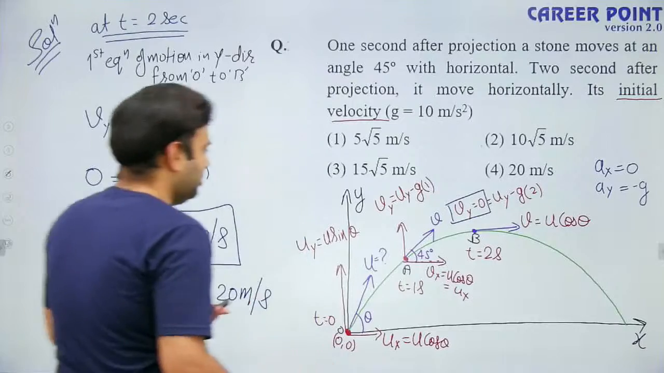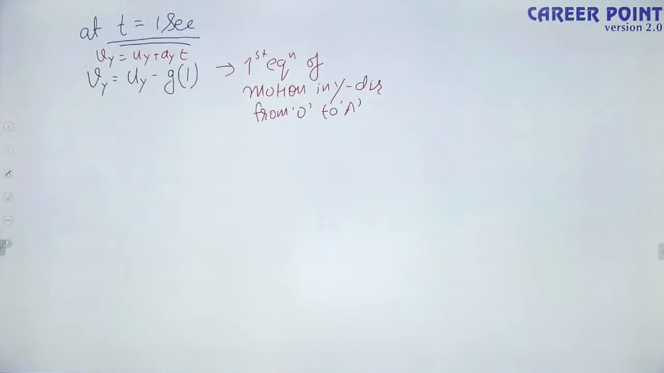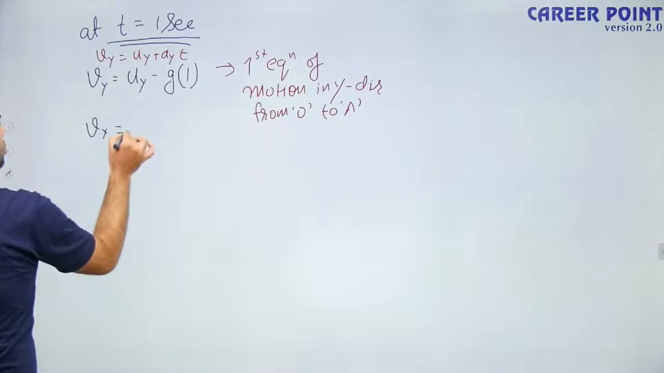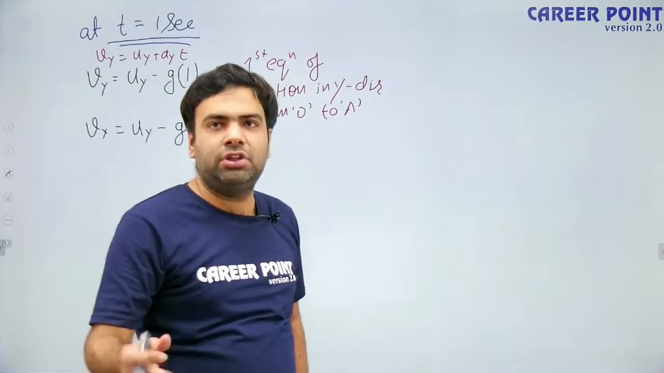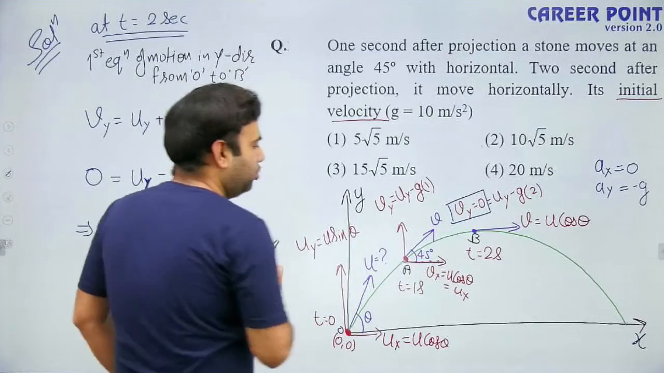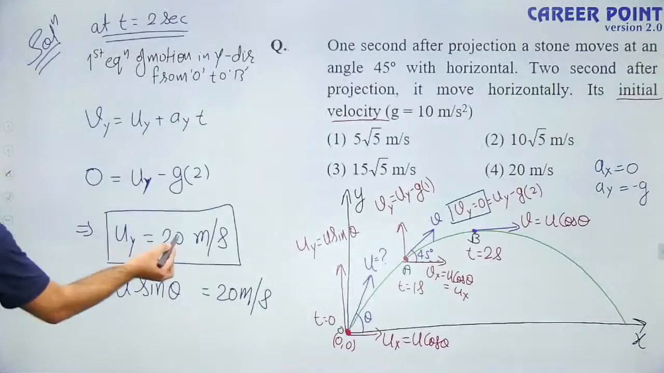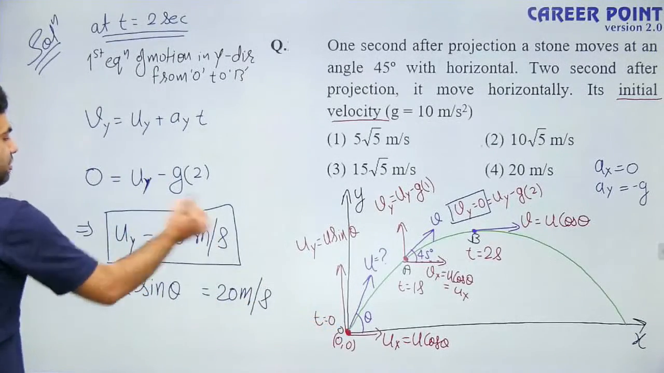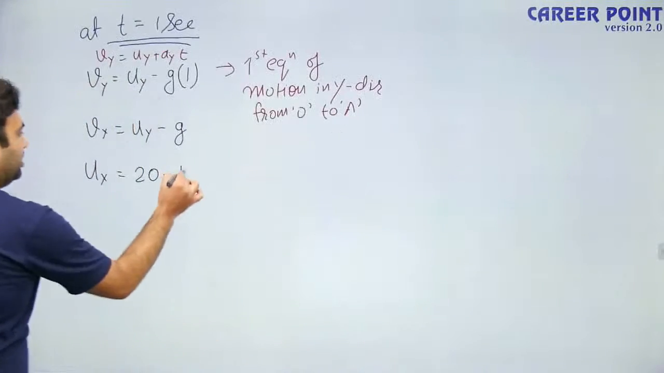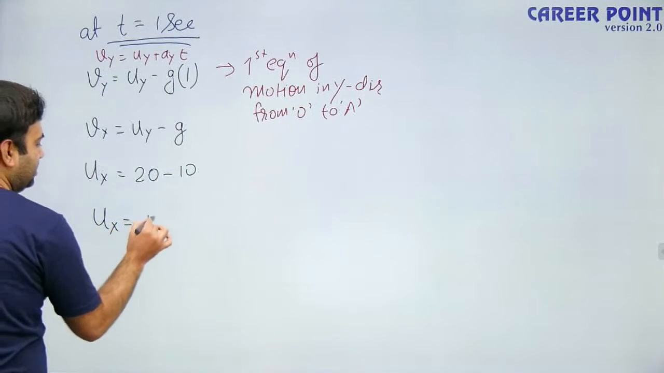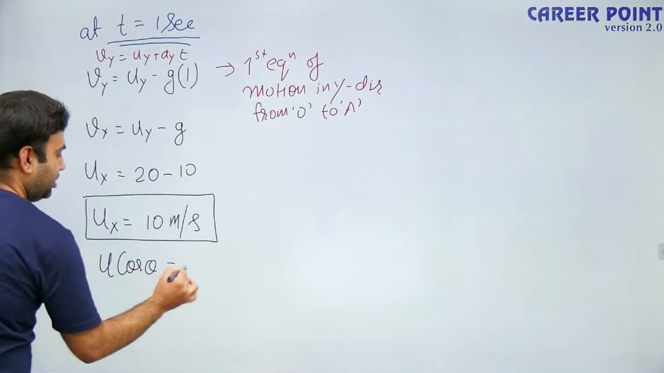That means I can write vy equals vx only at t equals 1 second. So at t equals 1 second, vx is equal to uy minus g. And vx is not changing; vx is always equal to ux, which is u cos theta. So this is equal to ux, which is equal to uy minus g. What is uy? It is the initial velocity in y direction, a constant value, 20 meter per second. So this is 20 minus g. In the question it is given, take g equals 10 meter per second square. So 20 minus 10, we got the initial velocity in x direction as 10 meter per second. That means u cos theta is equal to 10.